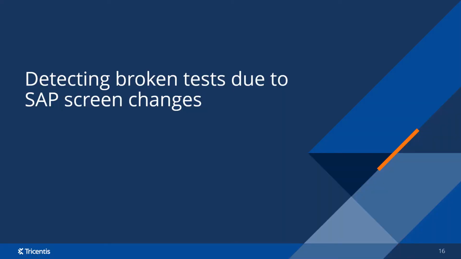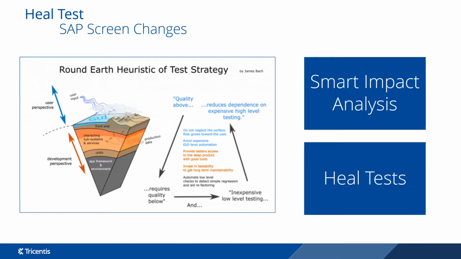Okay, on to part 2 of this presentation, detecting broken tests due to SAP Screen Changes. Going back to this graphic by James Bach. At the top of the graphic you see the front end. Now, when SAP makes changes to screens, that impacts the user's UI with the SAP front end.